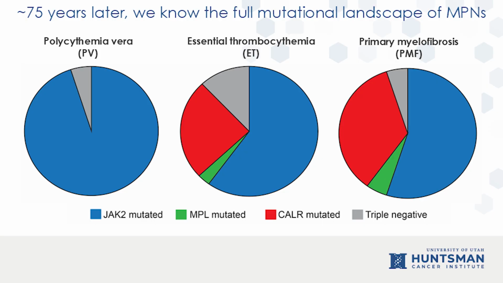My favorite mutation, CALR, this is the one I've dedicated the last decade plus of my life to studying, is the second most common mutation. And then a small fraction of patients have mutations in the thrombopoietin receptor MPL. And then we still have this gray piece of the pie that we call triple negative. People differ on what they think that might be. But for the most part, we really do have a good understanding of the mutations that drive these diseases.